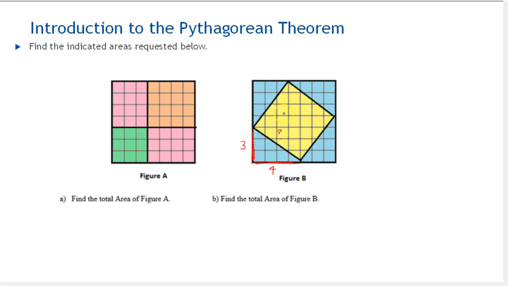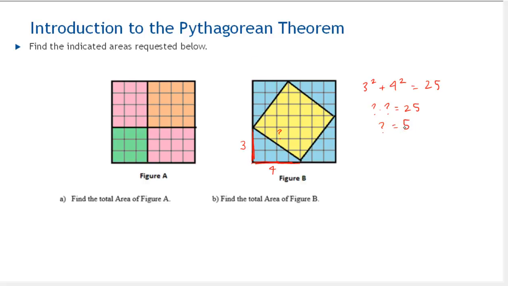And we found that the area of this square was equal to the sum of the areas of these squares. So we found that 3 squared plus 4 squared equaled the area of this square, which was 25. Okay. We then realized that we wanted a number that when you multiply it by itself, you get 25, and we found that that number was 5.